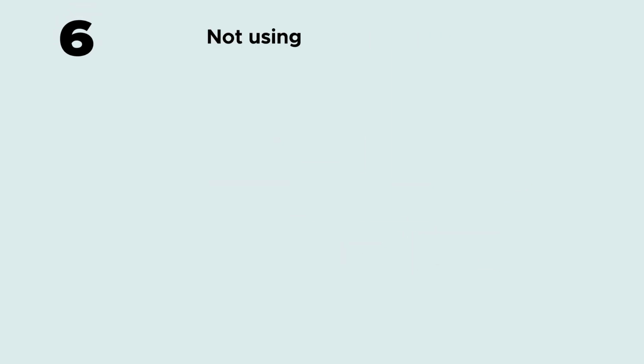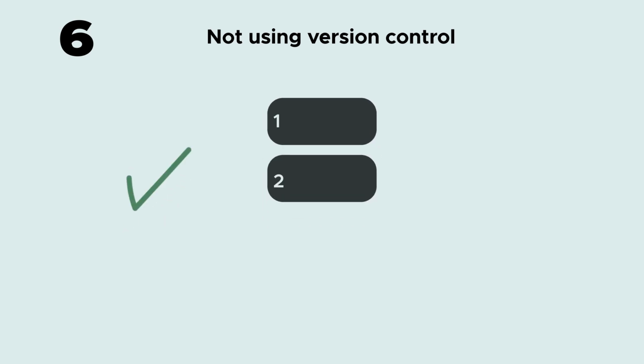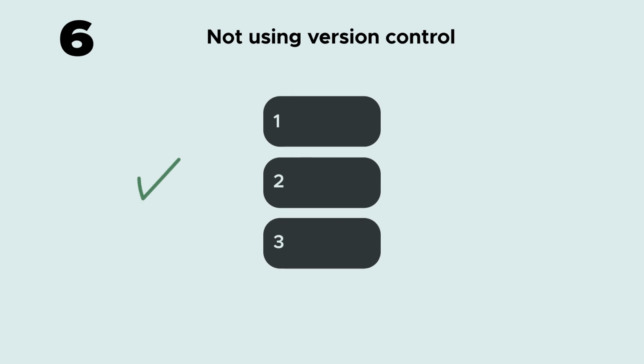Not using version control. The goal of those systems is tracking all the changes that are made to the source project. It is a very useful tool to access previous versions of a project when you make a mistake and want to return to a previous version of your project.